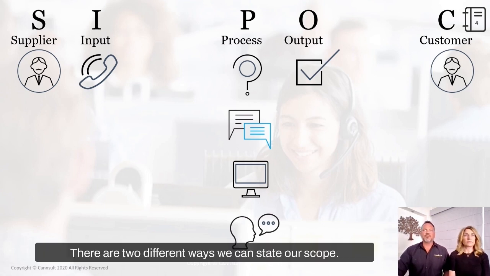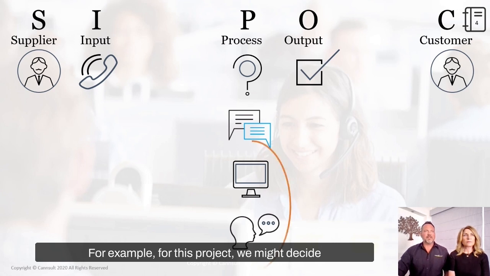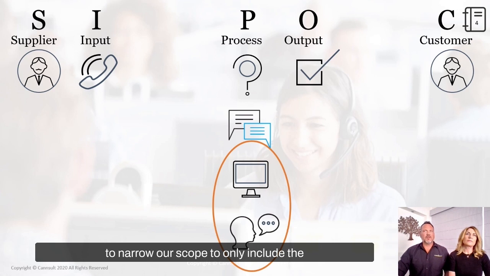There are 2 different ways we can state our scope. The first is by identifying the steps to be included in our analysis. This means that we will dive into deeper detail on these steps to uncover the root causes of the problem. And if we find something, we'll likely make changes there. So identifying the from or to steps in the process is one way. The other is to identify specific elements within the process. For example, for this project, we might decide to narrow our scope to only include the last 2 steps in the process, from research to explanation to customer.